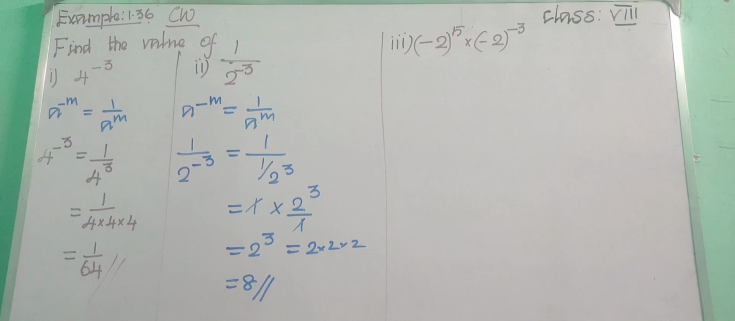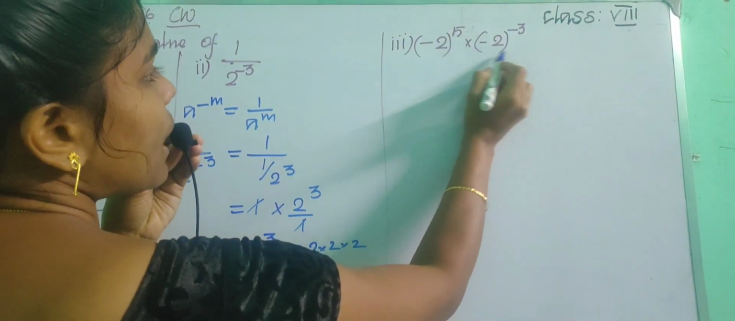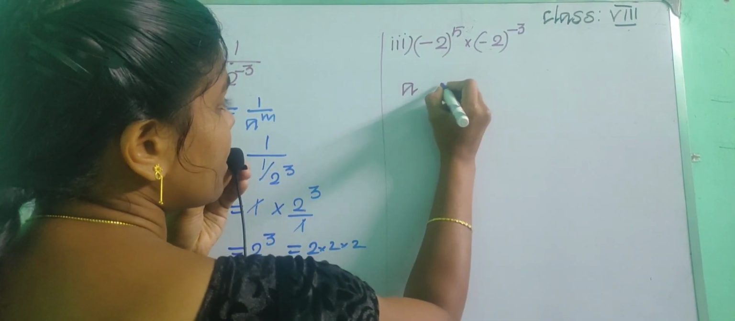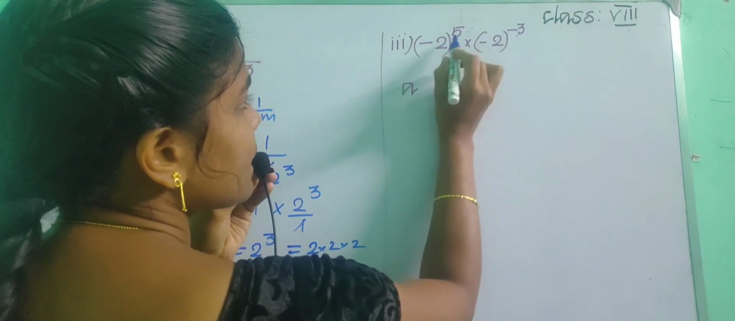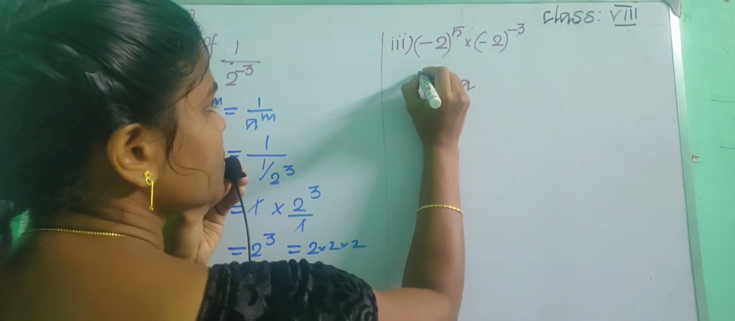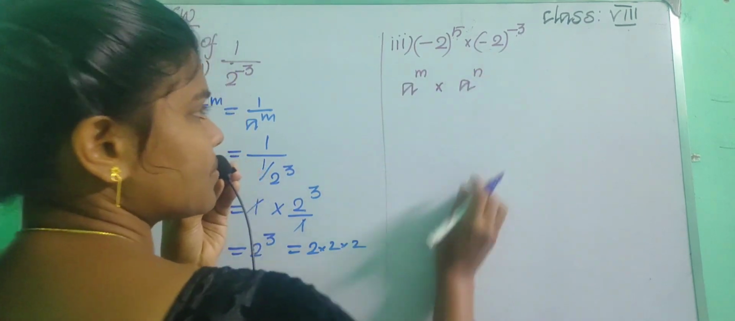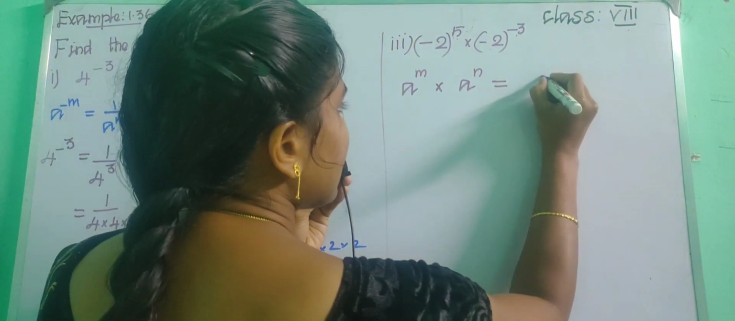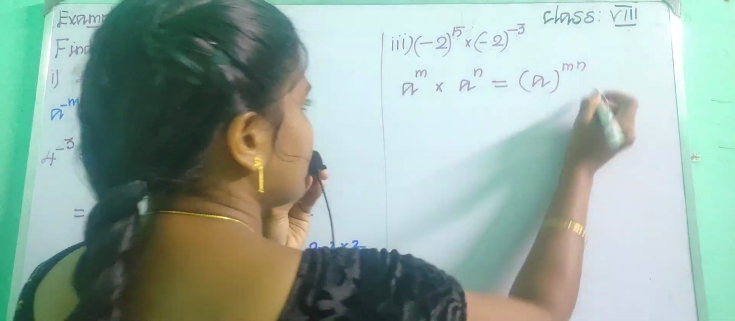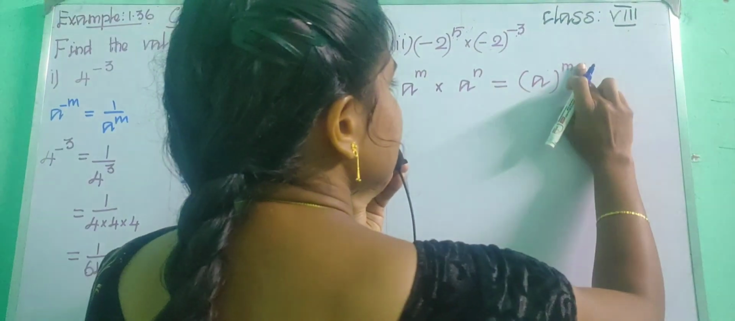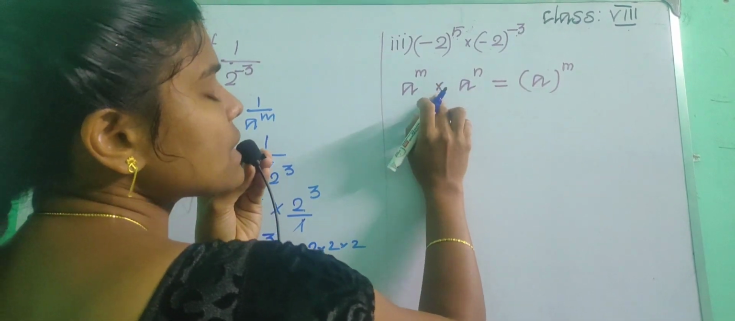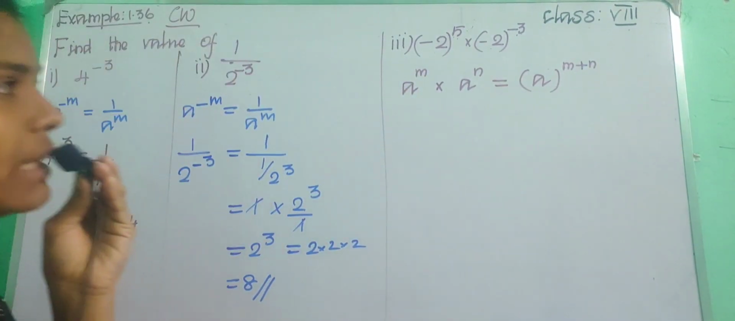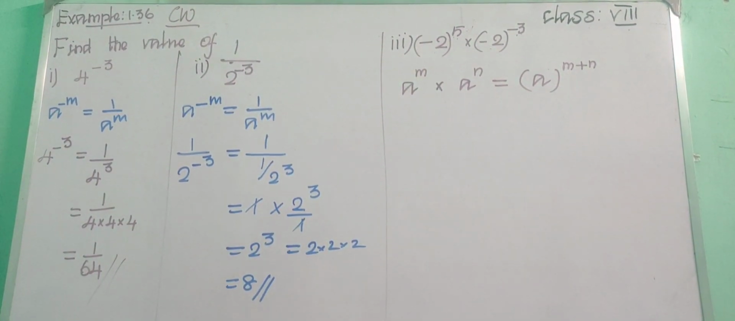See the third sum: minus 2 power 5 into minus 2 power minus 3. We have the same base, right? So we can write a power m into a power n, where the powers are different, here 5, here minus 3. How will you write a power m into a power n? A power m plus n. We have a product sign, so by the product rule we can write it as a power m plus n.